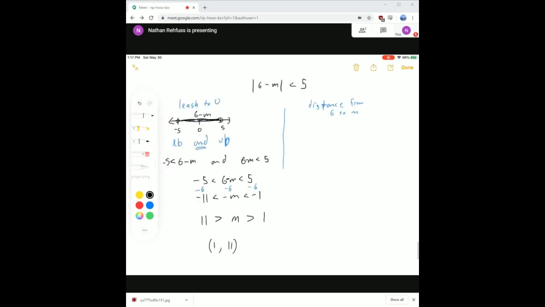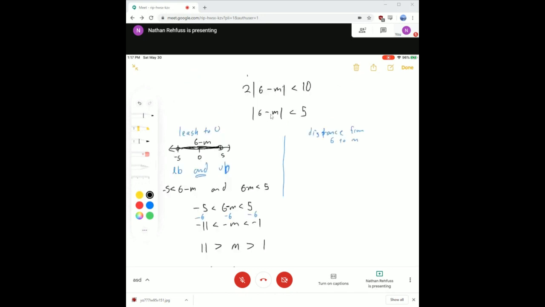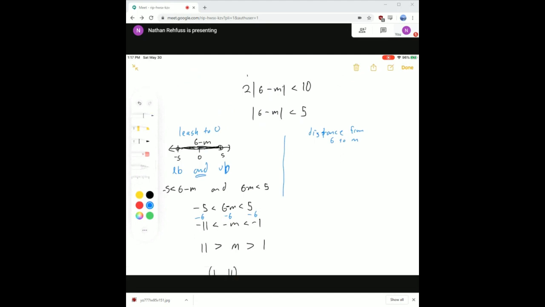But in this problem, there's a special case we can use. Since this says absolute value of a difference, since there's subtraction inside, I can interpret this as m and 6 are less than 5 units apart. Because remember, the absolute value of a difference is the distance between numbers. That's why, if you think back to the previous lecture, the absolute value of 2 minus 5 is the same as the absolute value of 5 minus 2. They're both 3, and that's because 2 and 5 are 3 units apart.